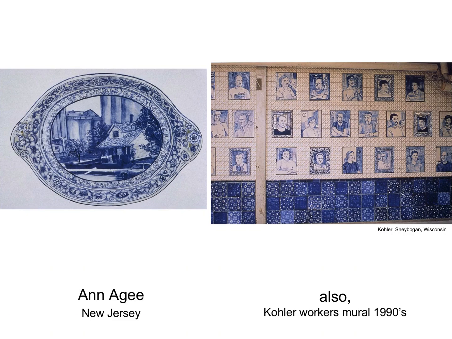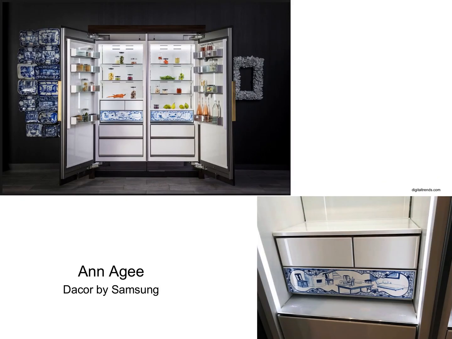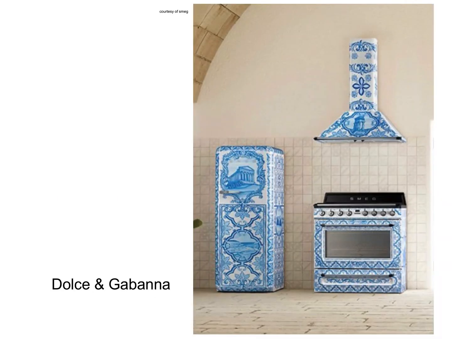Anna G., making references to memory of her childhood in New Jersey, or working at the Kohler factory in Sheboygan, Wisconsin, making portraits and narrative of all the workers in the factories. Anna G.'s work, again, memories of all the houses in which she's lived, all the beds in which she slept. And recently she has made this wonderful refrigerator for Samsung, where an image of her work is inserted on a porcelain plaque within the interior of this domestic utensil.